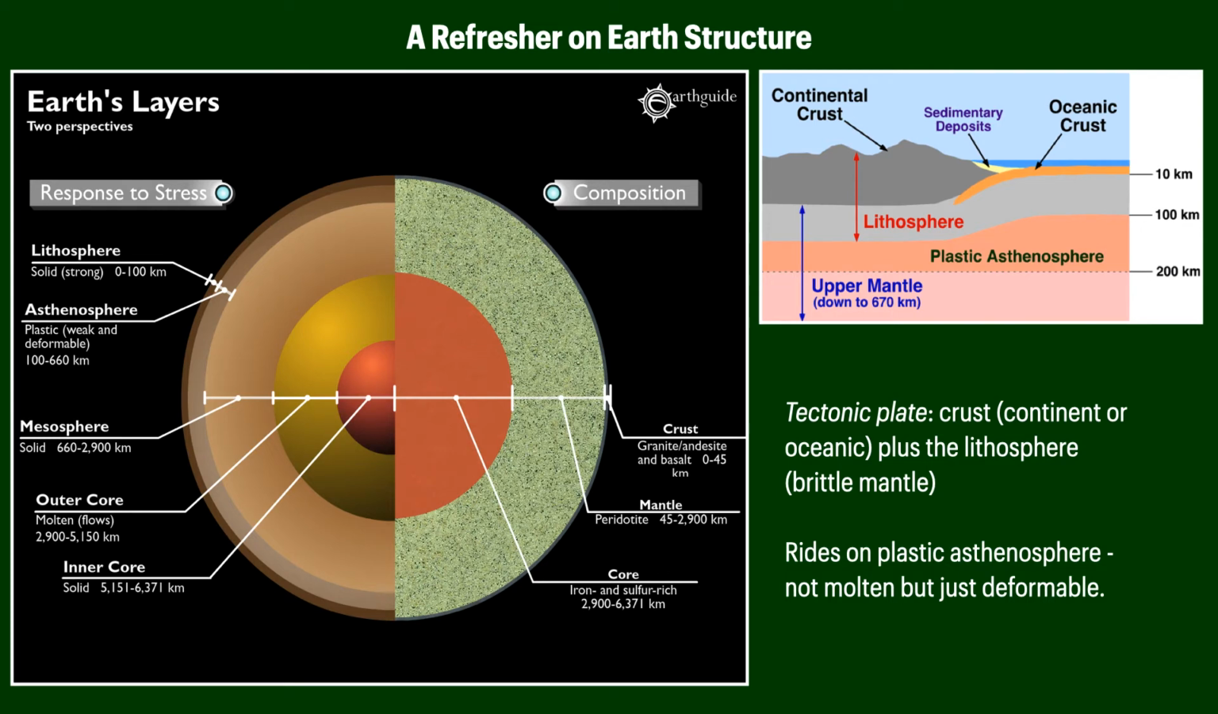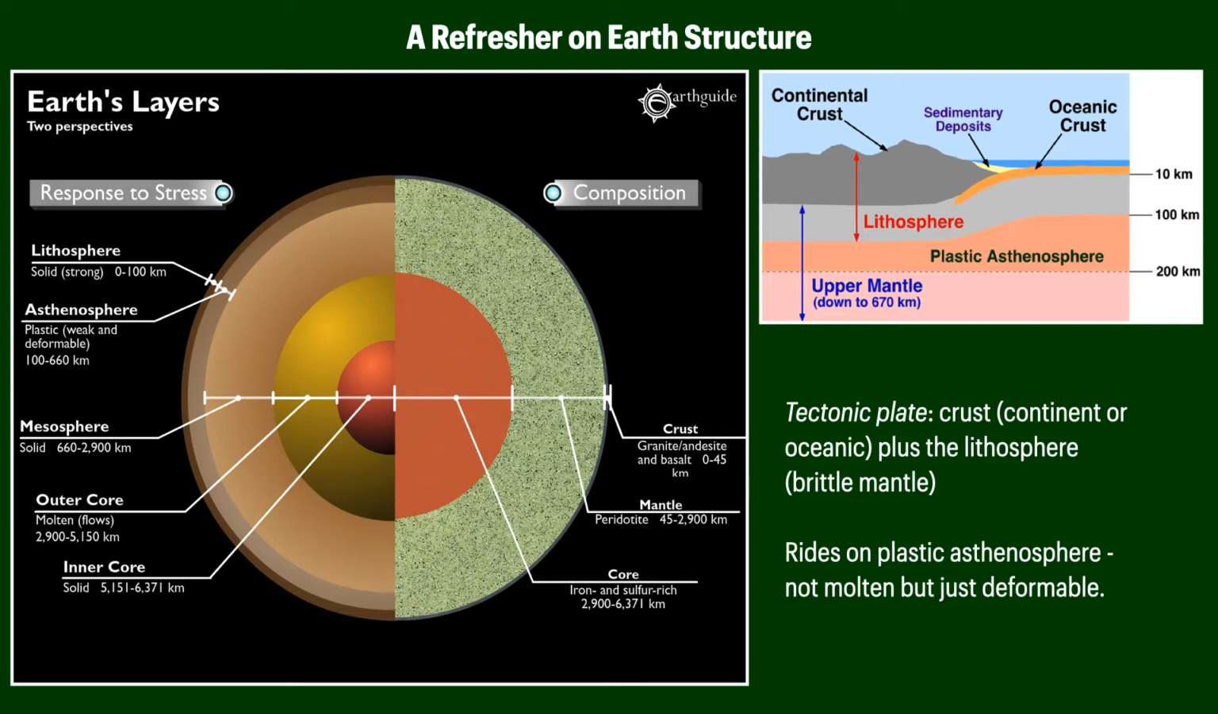So before we jump into plate tectonics, let's have a refresher about the Earth's structure. Remember that the Earth can be divided into two different types of layering. One is a compositional layering, where the crust is a different composition than the mantle, which is a different composition than the core.